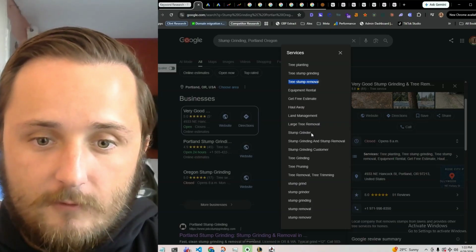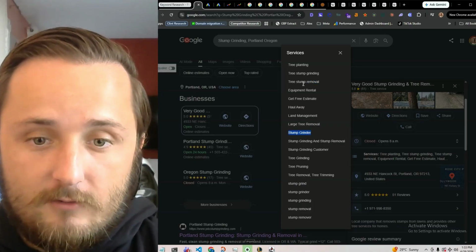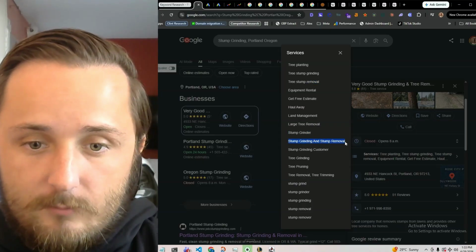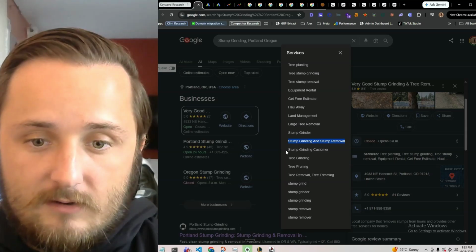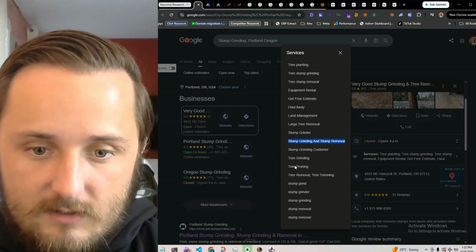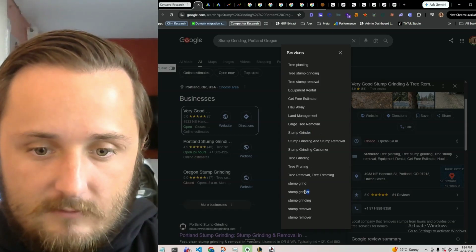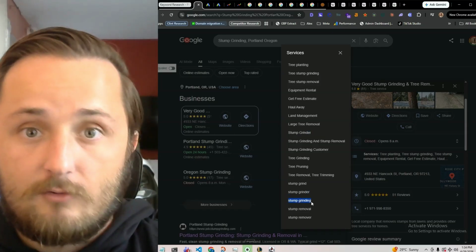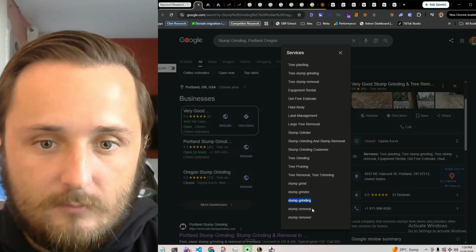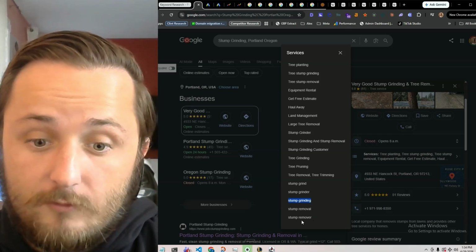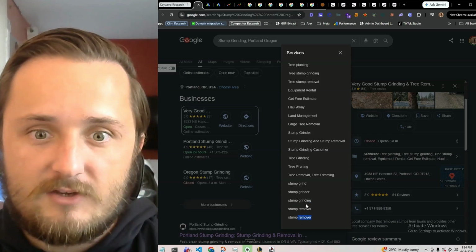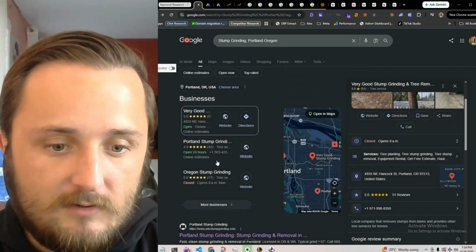Now, if we go down a little bit further, we can also see that they have stump grinder, stump grinding and stump removal, stump grinding customer, tree grinding. That's a little bit separate than stump grinder, but we can see stump grind. They've got stump grinder capitalized and uncapitalized. Then they've got the verb tense. They've got grinding. They've got stump removal and then stump remover. That's another interesting variation of our top level keyword that we need to consider.